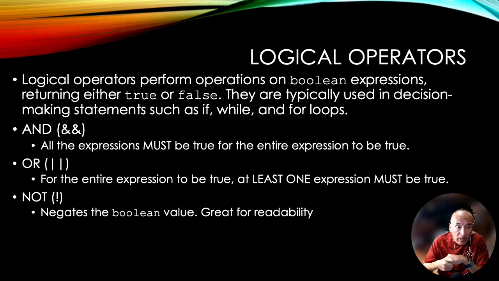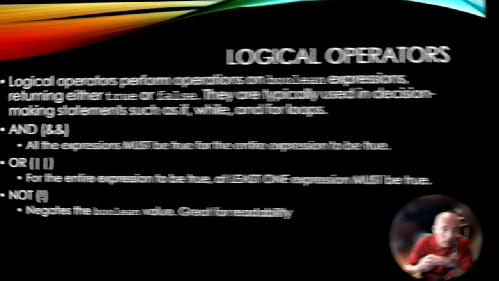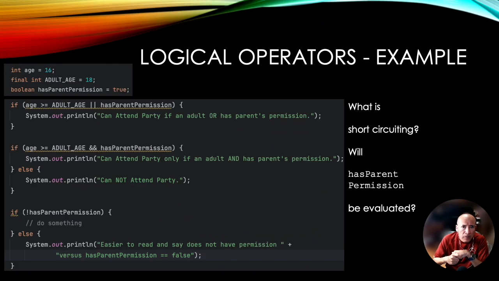Okay, so amper is an and. All expressions must be true for the entire expression to be true. The or is as long as one of the expressions is true, then the entire expression is true, at least one. For the and, they all have to be true. Let's take a look at an example to see how that works. Okay, let's take a look at these logical operators examples. Currently I'm 16.